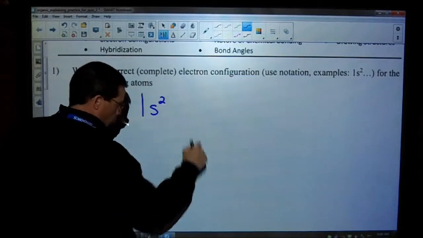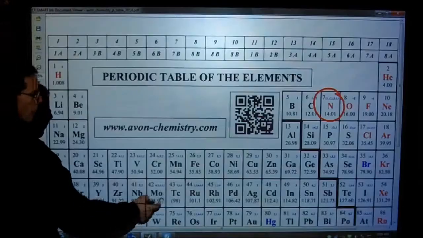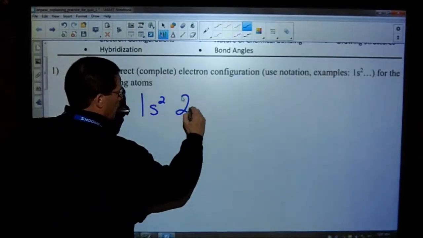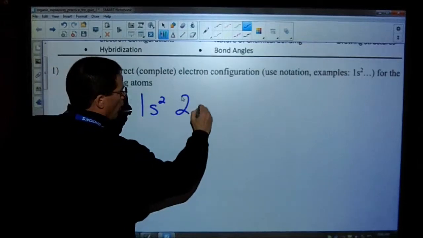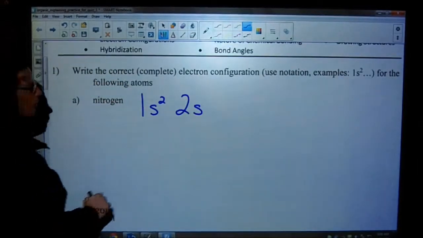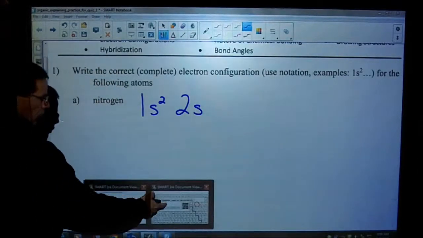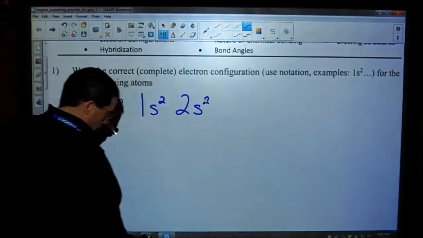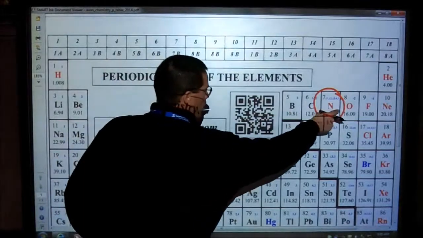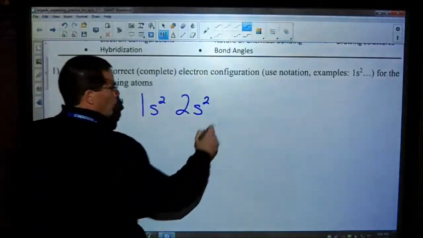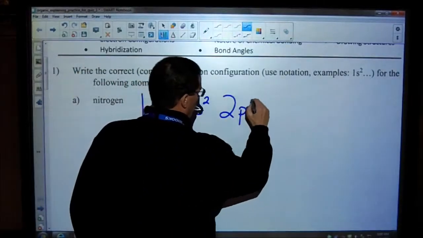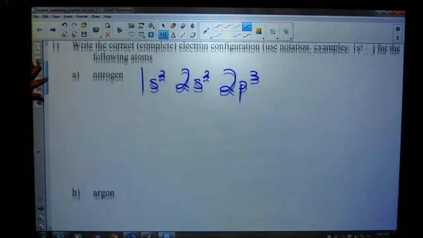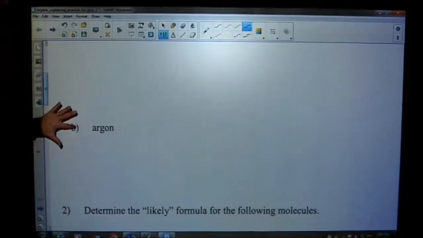1s2. And then once you fill up the first energy level, go to the second energy level. Always start all your configurations in the s orbital. And again, it's two of them. So 2s2. And then from there, now we're in the p's. So still second row, so 2p3. Just that easy. Okay, the next one is argon.